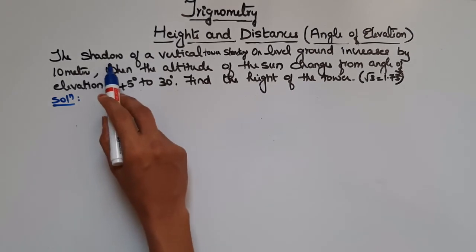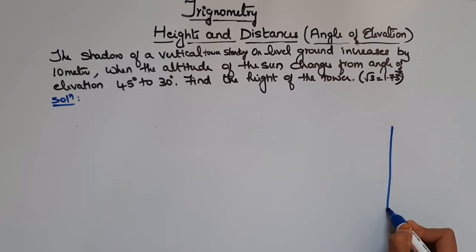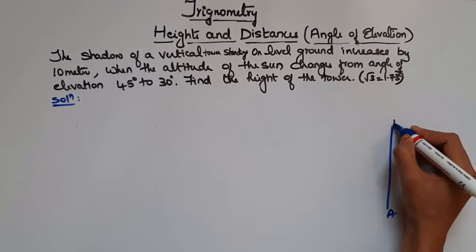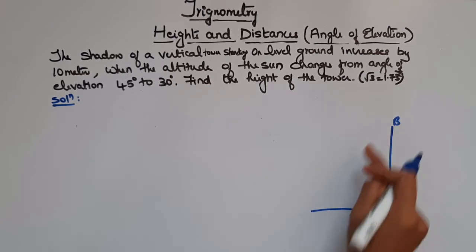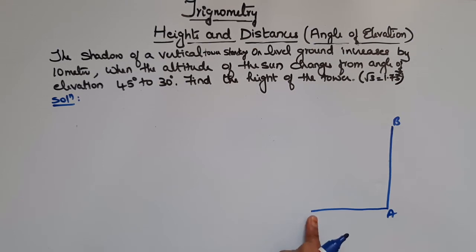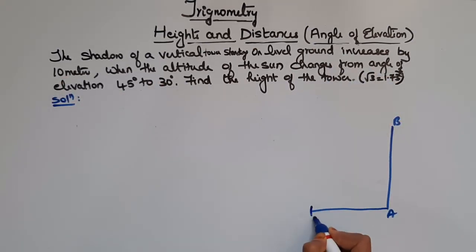So here it says the shadow of the vertical tower. Let's consider a vertical tower AB. Let AB be the vertical tower. On the level ground, it has produced some shadow. Alright. This shadow increases by 10 meters. So let's take this point as C.